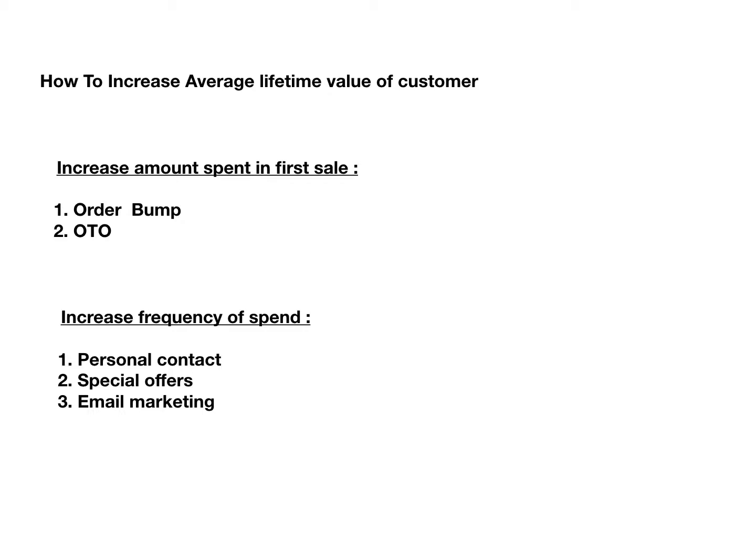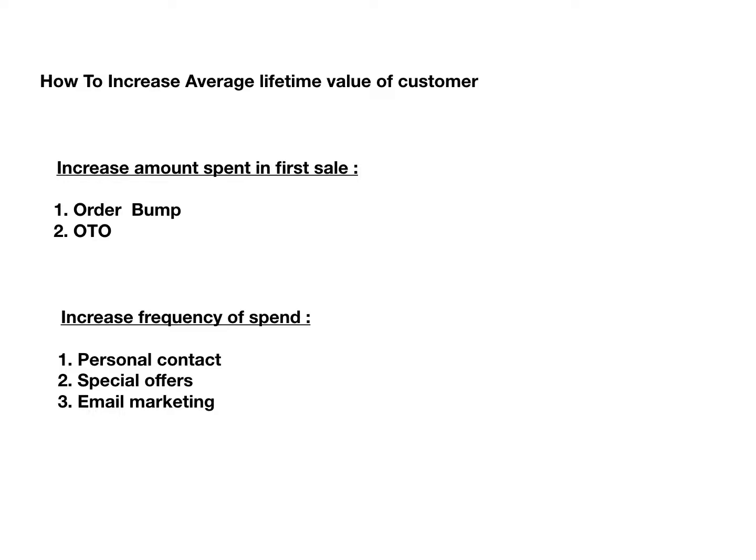The way we increase the first sale is we use an order bump and an OTO, a one-time offer. I'll talk about that in a moment. And then the increase in frequency of the spend is a number of ways, which again, you'll probably know all of this, but I'm just flying through it and then I'll tie it all together with what I'm talking about because you don't have email marketing going, like you told me yesterday.